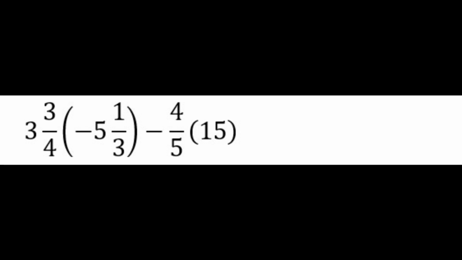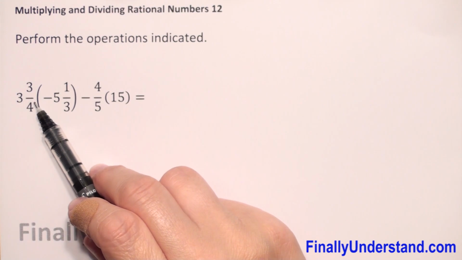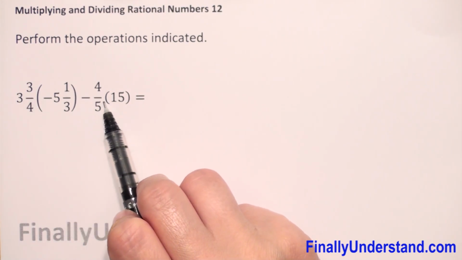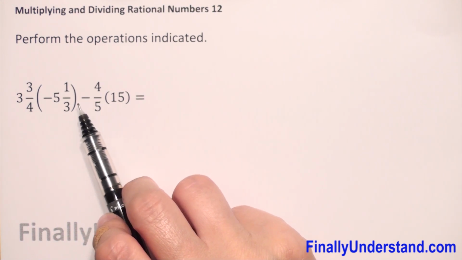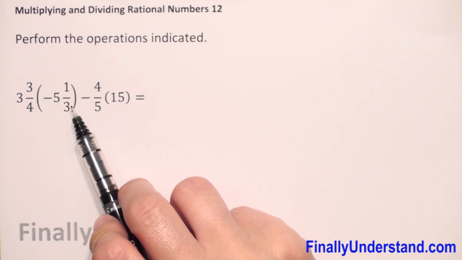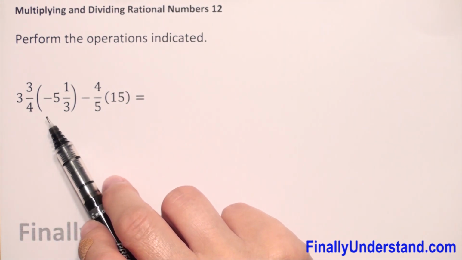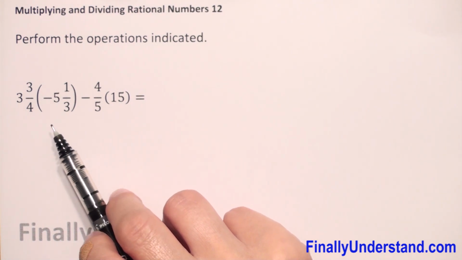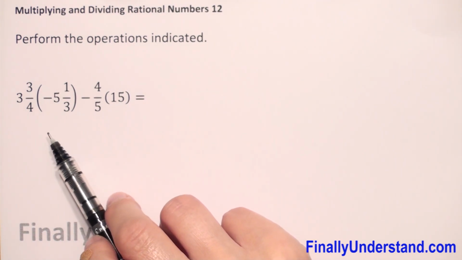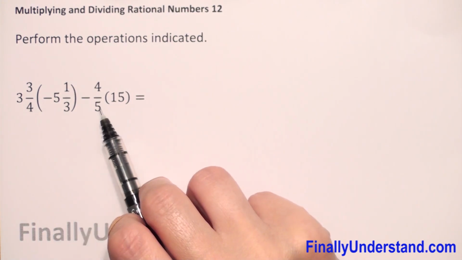Perform the operations indicated. When we don't have any sign, it means we have here multiplication, subtraction, and again multiplication. So first, the order of operations for rational numbers is the same as for integers. So it means first we always do parentheses, power, multiplication, division, addition, subtraction. So first we have to do multiplication here.